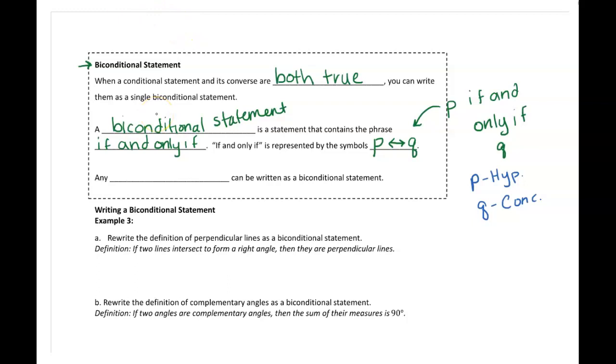Guys, any good definition can always be written as a biconditional statement. So if I ask you on a test to write a biconditional statement, think of a definition, and that's probably the easiest way to come up with one.